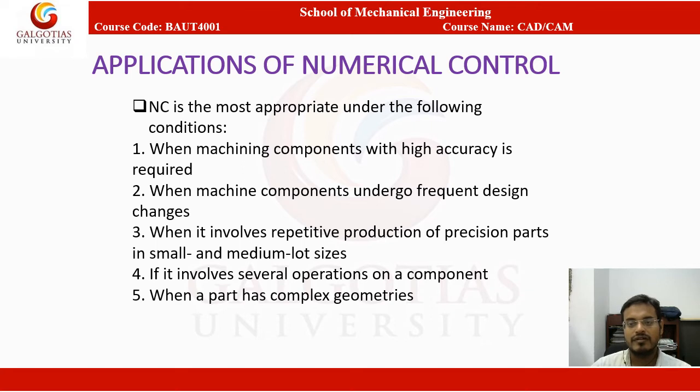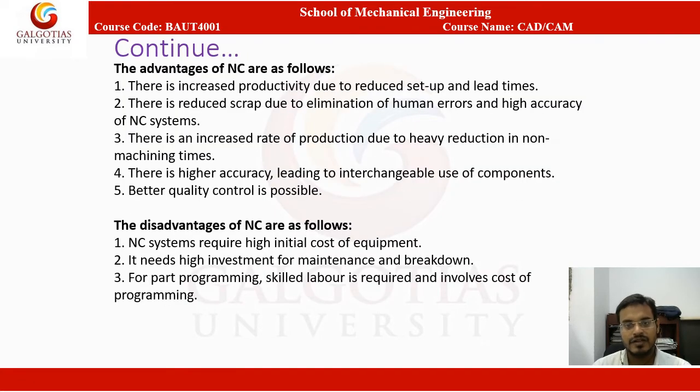So the NC machine is capable of producing high accuracy parts. If there is a requirement for sudden changes in design, complex design, multiple operations, precision parts on a large scale and medium scale, then we go for numerical control. The advantages of NC machines are increased productivity due to reduced setup and lead times.